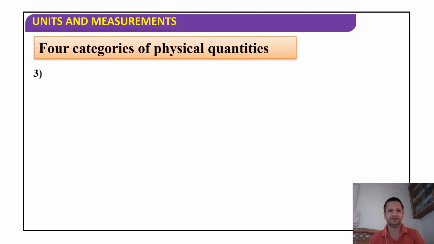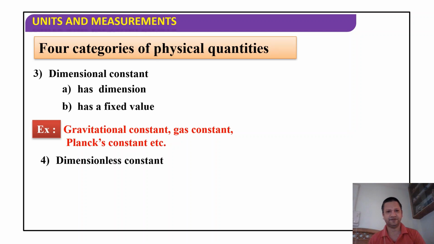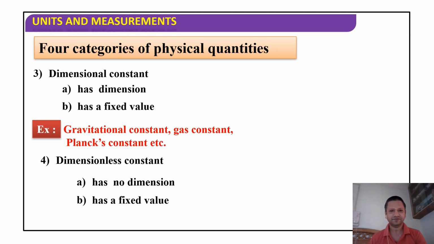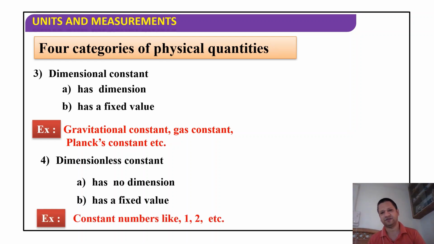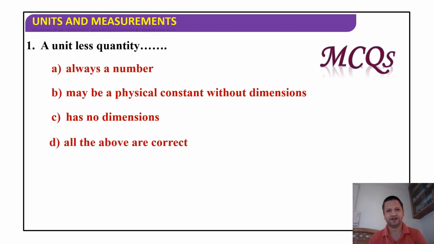The third one is dimensional constant. A dimensional constant has a dimension and has a fixed value. For example, Planck constant, gravitational constant. Next is the dimensionless constant. It is also an important term. It has no dimension and has a fixed value. For example, the constant numbers which we use have no dimension and a fixed value. Let us answer these questions on what we understood till now.